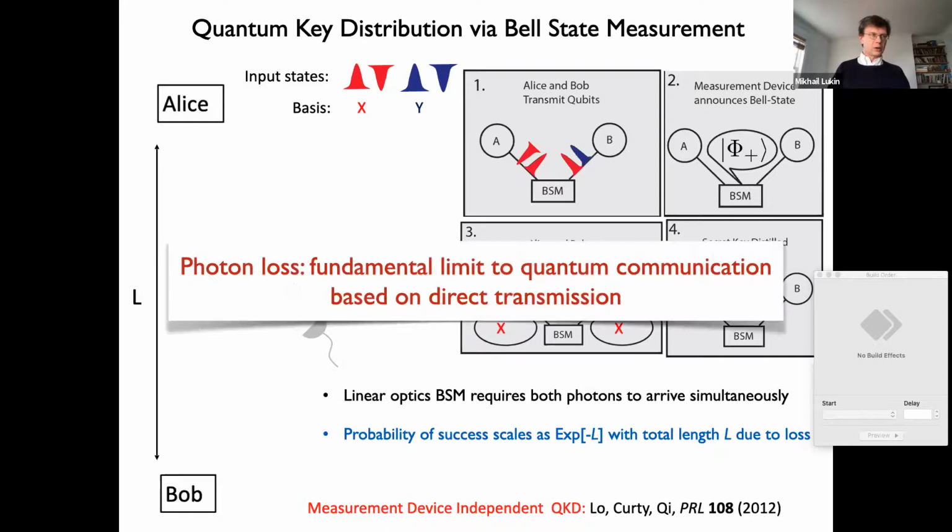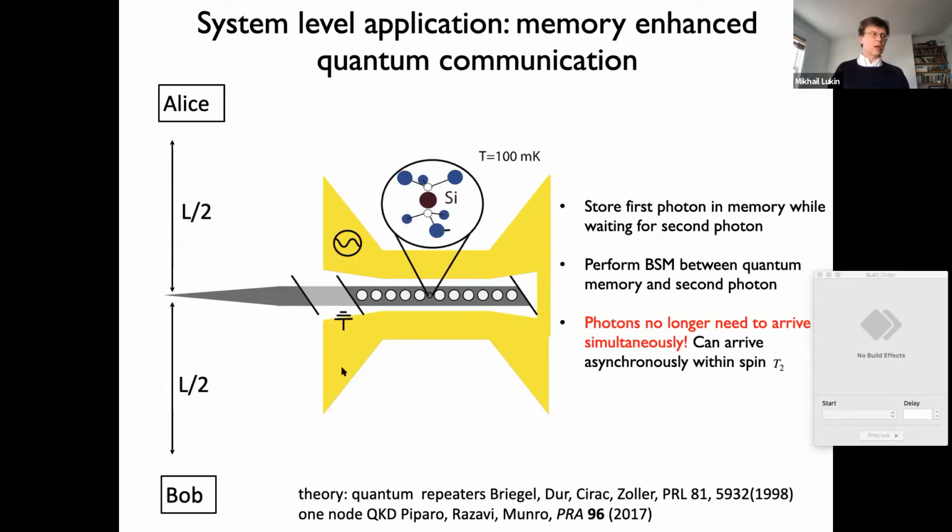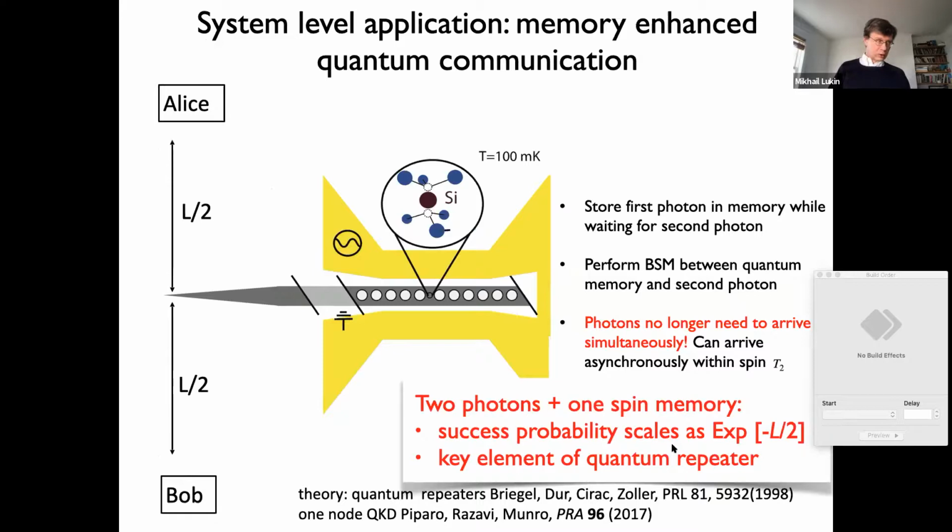So the idea is the following. If we can do this heralded storage, then we do not need for these two photons to arrive simultaneously. Whenever the photon from Alice arrives, we can store it, and then we just wait until Bob's photon arrives, and then we can do this joint Bell measurement on this photon pair. The resulting fidelity still scales exponentially, but you see that this effective distance is cut in half, because we don't need both of these probabilities to be simultaneous.